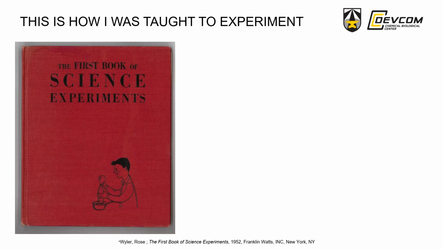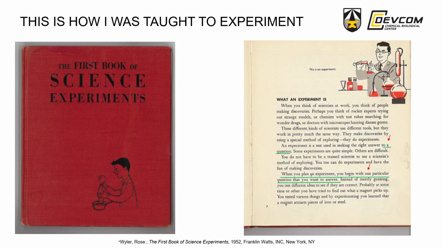This is how I was taught to do experimentation. Fifth grade chemistry class. This is a 1952 text, my first book of science experiments. I found this a couple of years ago in a bookstore, and I found it interesting. On the first page: an experiment is a test used in seeking the right answer to a question. That's one question. That sounds like one factor at a time. When you plan an experiment, you begin with one particular question that you want to answer. Again, one factor at a time.